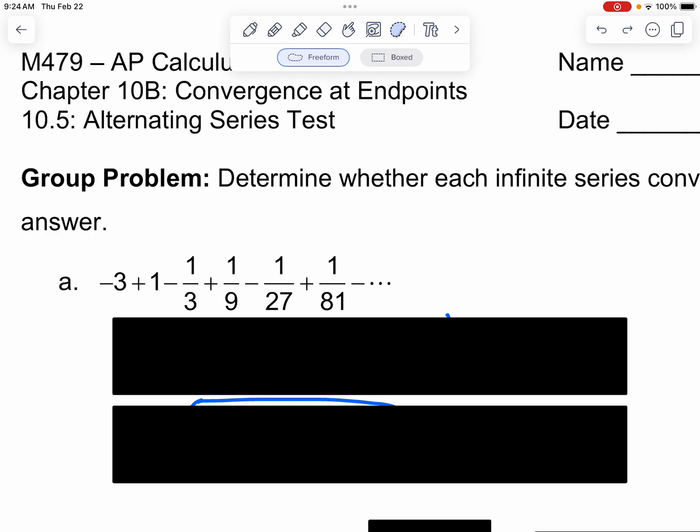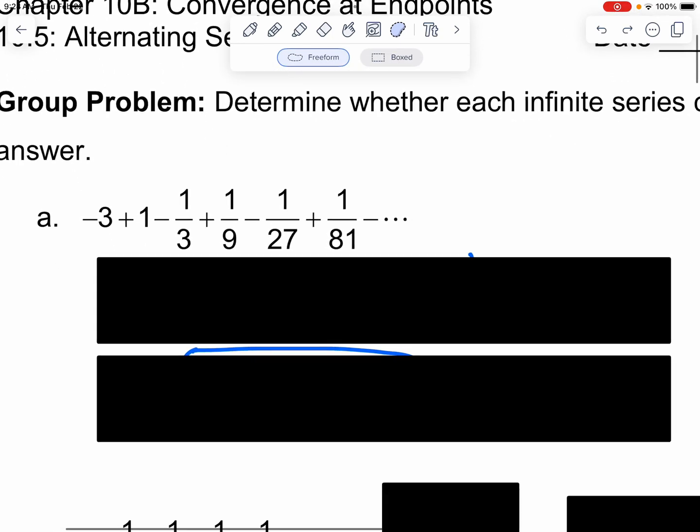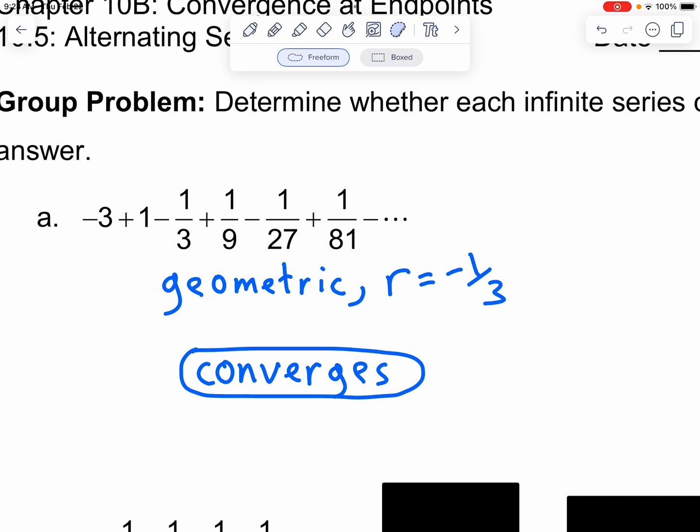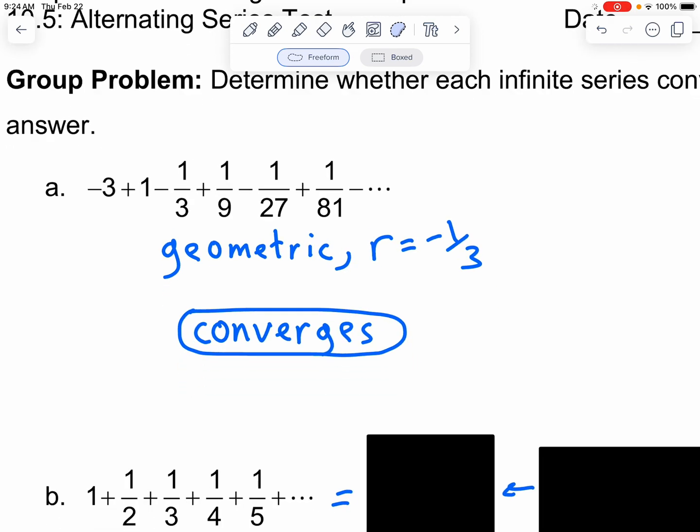So for A, we have the terms -3 plus 1 minus a third plus a ninth minus 1/27th plus 1/81st, etc., etc. And hopefully we can look at these terms and recognize that this series is geometric with an r value of -1/3. And so as long as the absolute value of r is less than 1, we know then that this geometric series will converge. Excellent. Let's keep going.